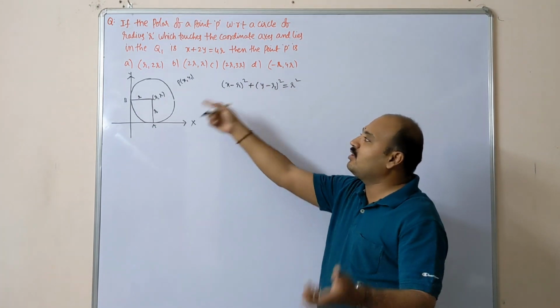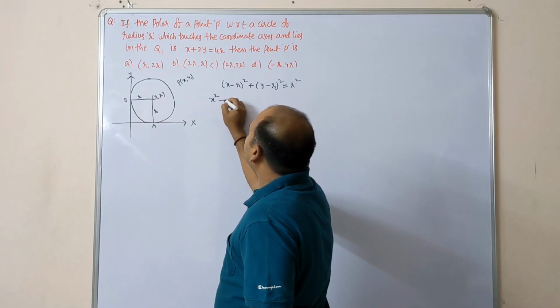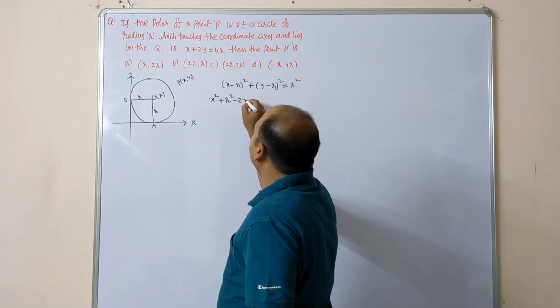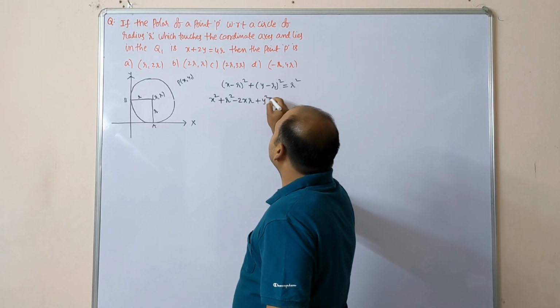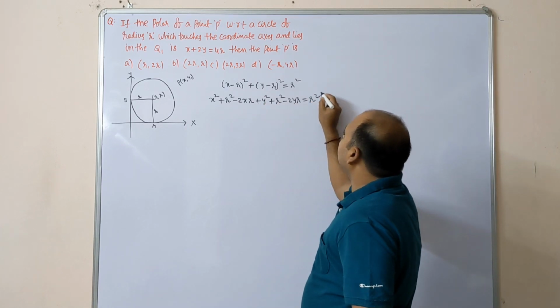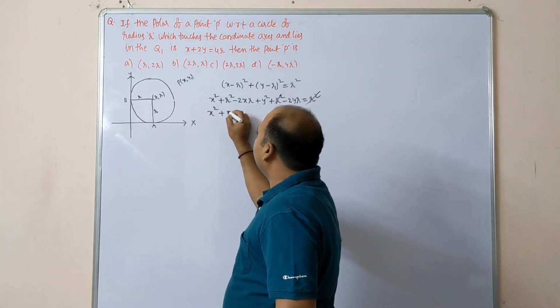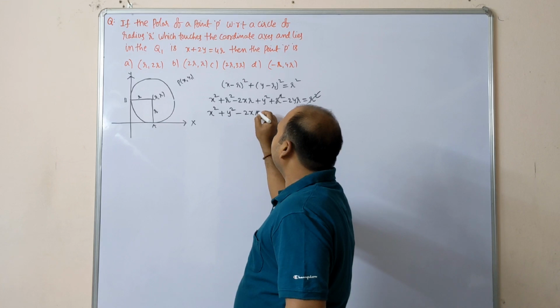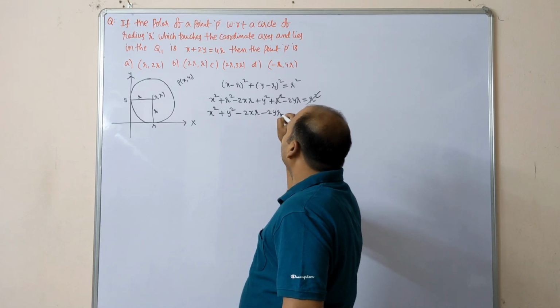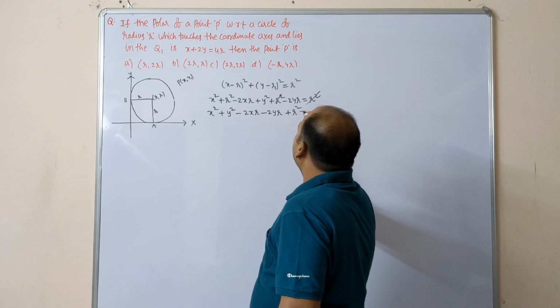h, k values are r, r. So expand: x square plus r square minus 2xr plus y square plus r square minus 2yr is equal to r square. Both sides r square get cancelled. And write the circle equation: x square plus y square minus 2xr minus 2yr plus r square is equal to 0, which is the equation of circle.